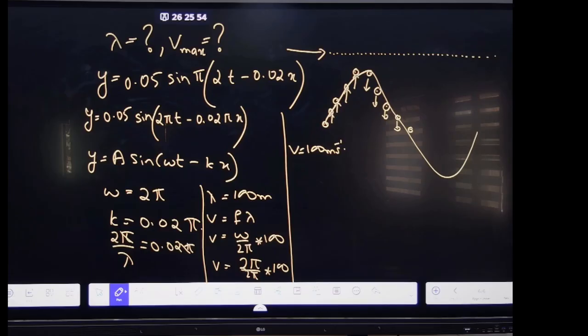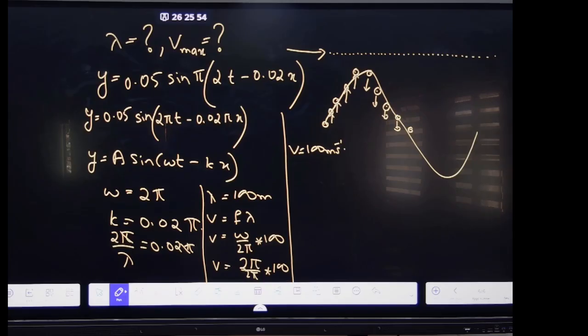A metallic wire of 1 meter length has a mass of 10 into 10 to the power minus 3 kg. Sure. But somebody said it's 10, 10 into 10 to the power minus 3. What to do now? Okay. 10 into 10 to the power minus 3 kg. If a tension of 100 Newton is applied to the wire, what is the speed of the transverse wave?